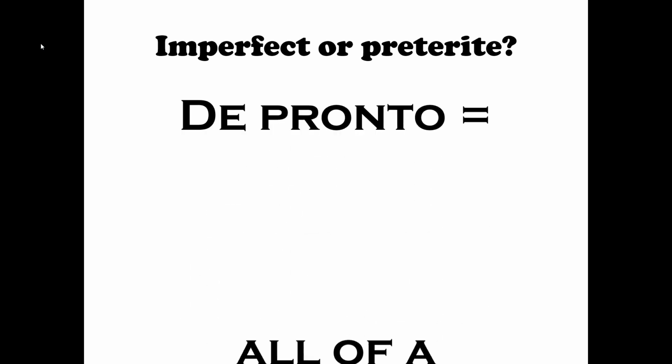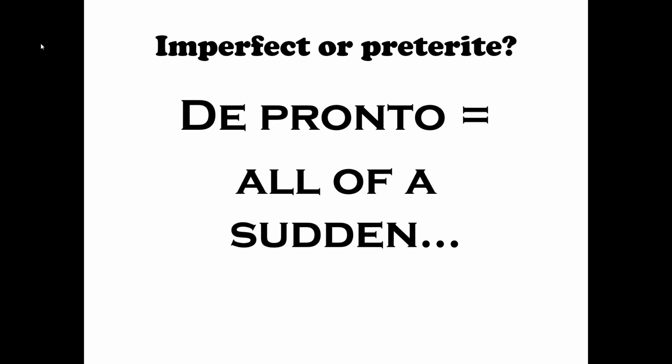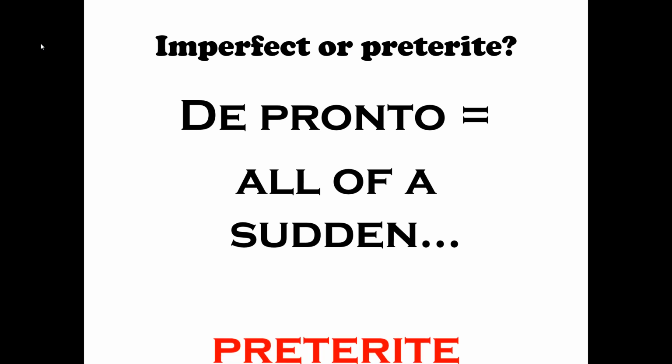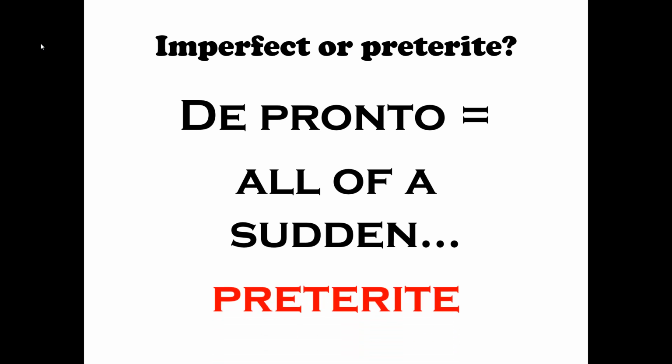De pronto means all of a sudden, suddenly. Think now of your green squiggly line with a red dot on it as an interruption. I was sleeping, man. But then suddenly, de pronto, the teacher asked me a question. That suddenly is an interruption. I have to use the red, the preterite, the pretérito for those ones.